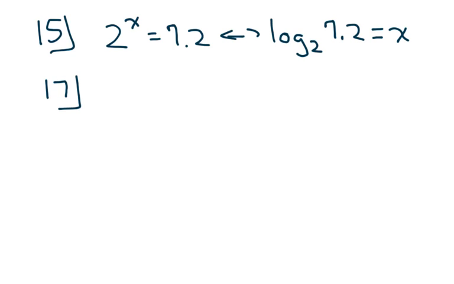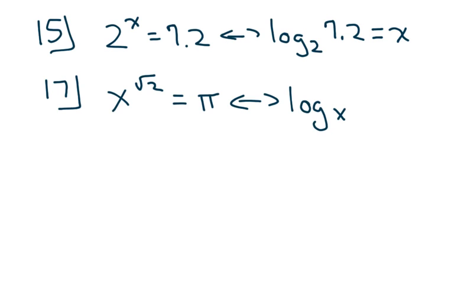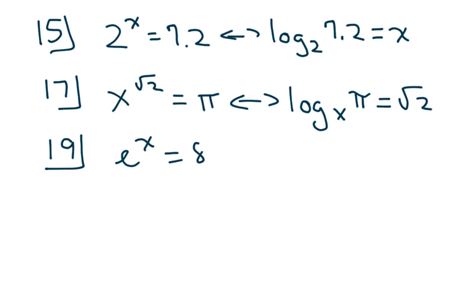17 is x to the square root of 2 equals pi. We just have to rewrite it. It looks weird, but just rewrite it. Your base is x, your number is pi, and your power is root 2. Okay, 19, we have e to the x equals 8. We're just rewriting. So log base e of 8 equals x.